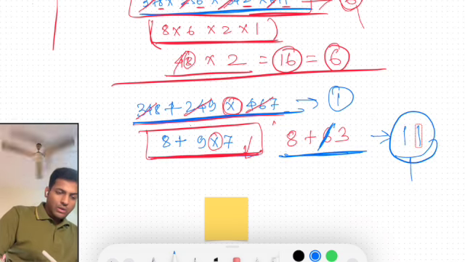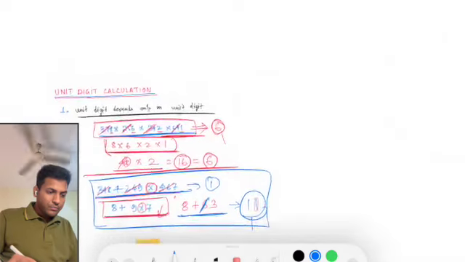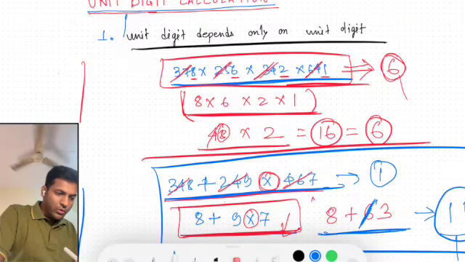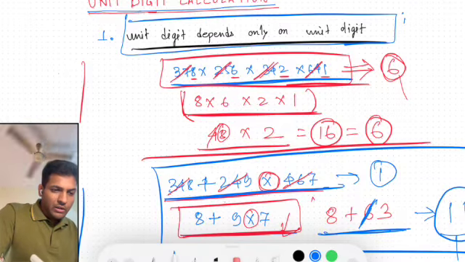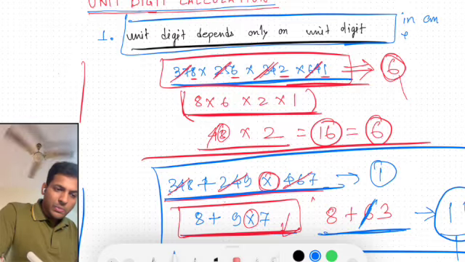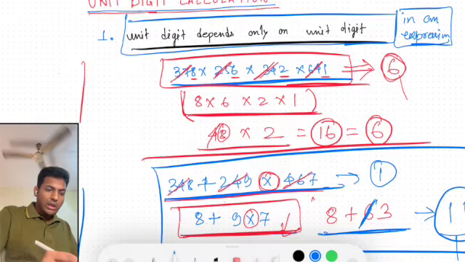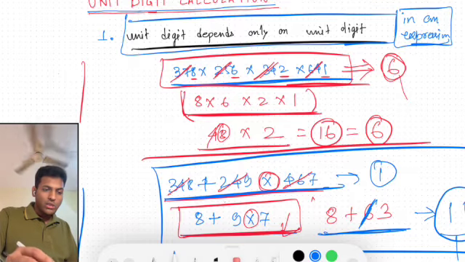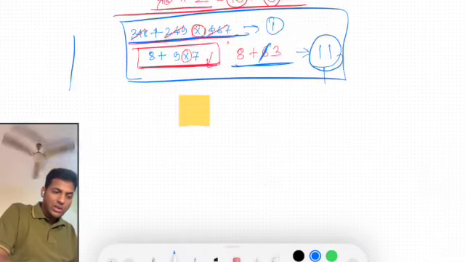Are you getting it? So this is the rule which I was talking about. Now this rule says the unit digit depends on the unit digits in an expression. This will be followed largely everywhere, but the only care you need is how you are applying this rule. In 2 examples I have shown you, and in many other examples you can see.